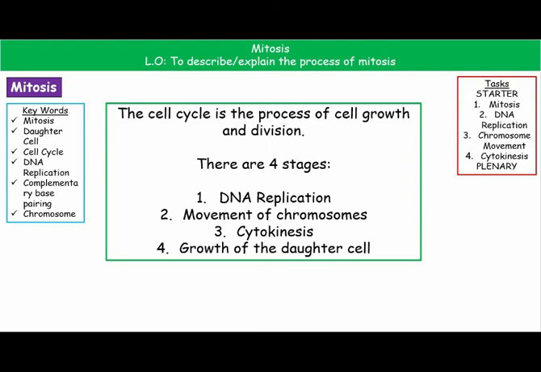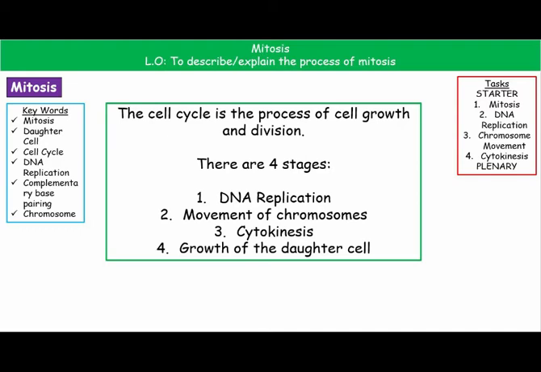What we need to do now then is go a bit deeper. We can't just leave it that mitosis makes two genetically identical daughter cells and not understand exactly how that happens. So what we're going to do in this next part is to really look to see what is happening at each stage of this process.